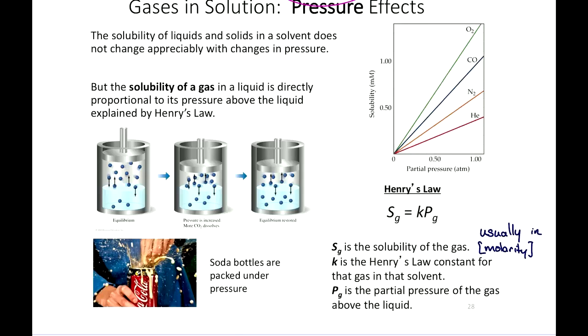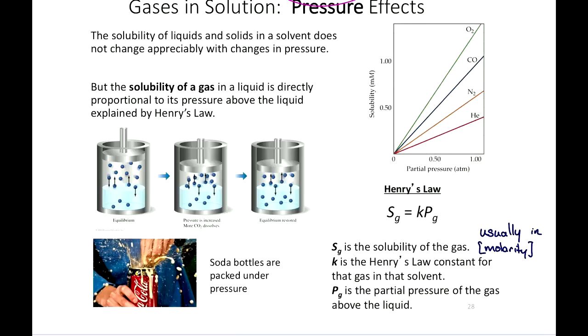So that's the whole idea here. Higher pressures, higher solubility of gases, all right? So that's where Henry's law comes into play. The solubility of a gas is proportional to a constant that's usually given to you, times the partial pressure of that gas in contact with the solution. So higher pressures, higher solubility, all right?